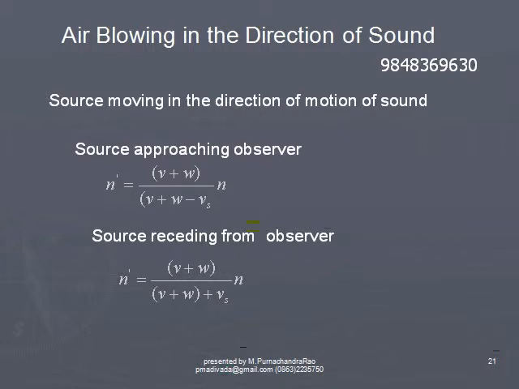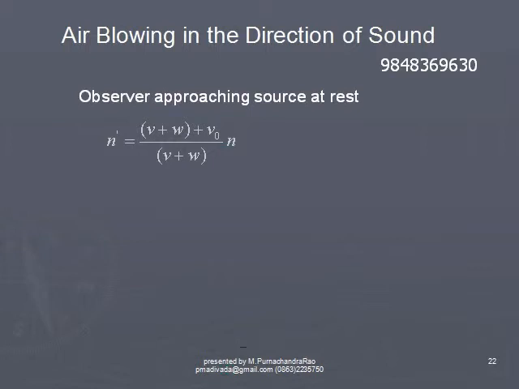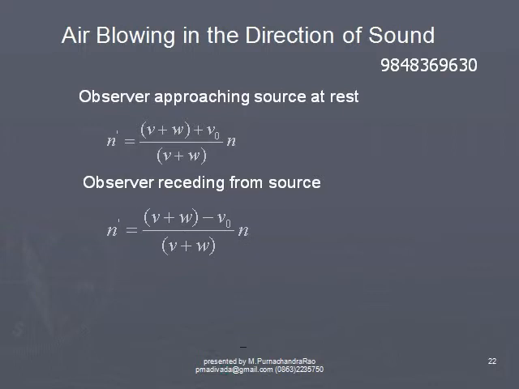If the source is receding from a stationary observer, the relation is n prime is equal to v plus w divided by v plus w plus vs, whole multiplied by n. If the observer is approaching a stationary source, the relation is n prime is equal to v plus w plus v naught divided by v plus w, whole multiplied by n.